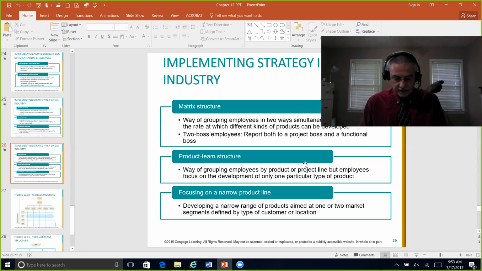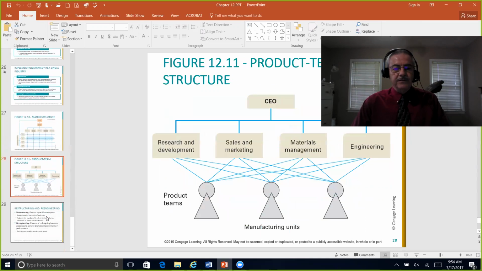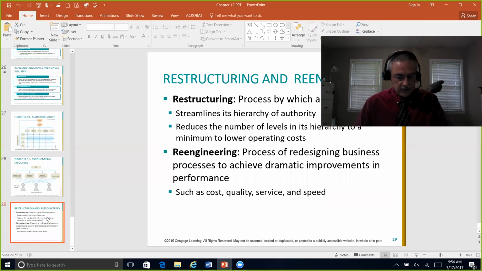And the next one is focusing on a narrow product line, and that could be based on the range of products, market segments, customers, or locations. It could lead to a higher cost structure, especially if it's a cost leader or differentiator, because the outputs may be different as you're trying to tailor them to a specific customer or a specific customer demand. I believe these were the figures we talked about already on those pages.